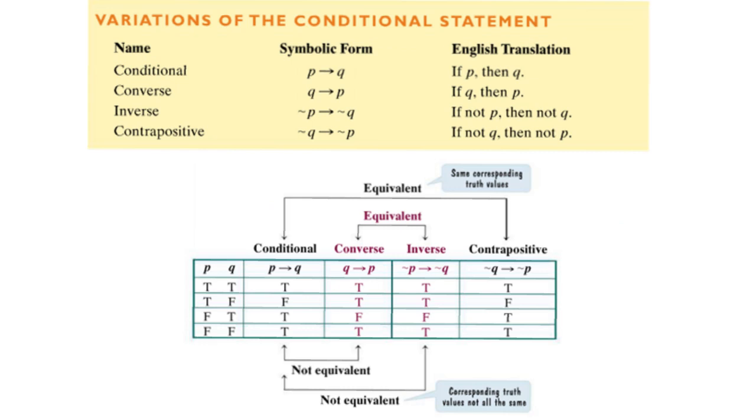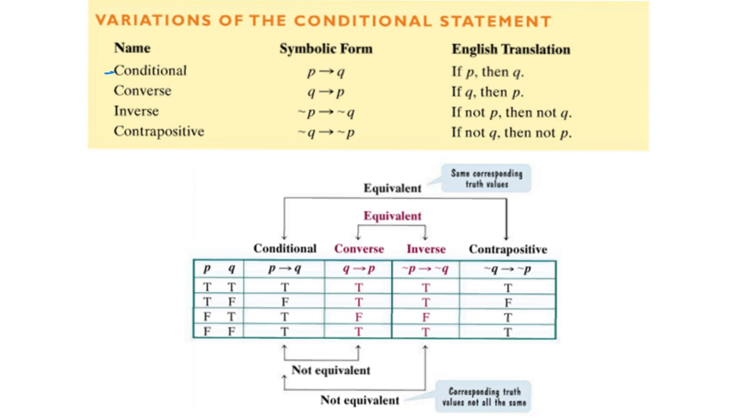Variations of the conditional statement. So you can see that if you have a conditional, which is if P then Q, and it shows me on this first statement here. You can also have a converse, which is basically reversing the P and the Q. If Q then P is the converse.